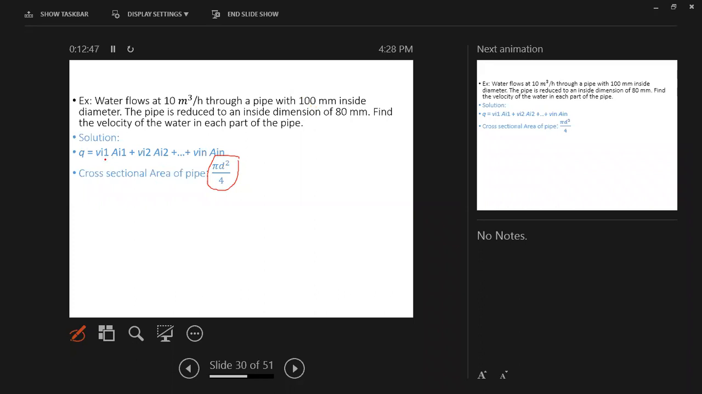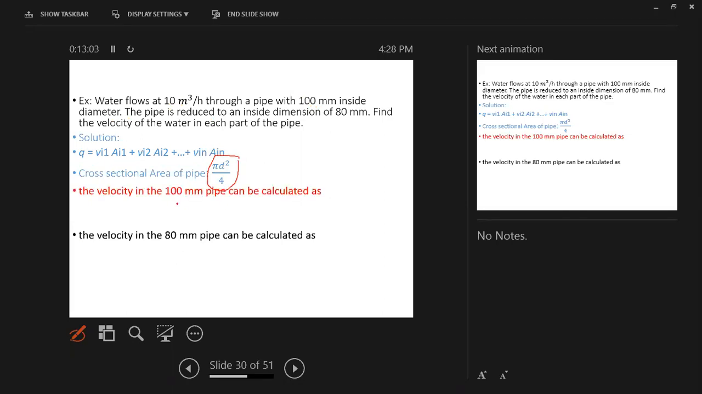So there is an equation like this: v1 times a1 plus v2 times a2 plus v3 times a3. However many velocities we have, we are going to add them. Here we have only one. We are looking for one velocity, so that's why we are going to use one part of the equation. So for the 100 millimeter pipe, we're going to calculate like this. The water flow is given to us.